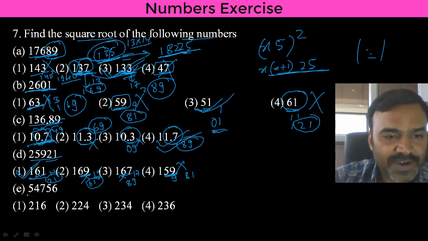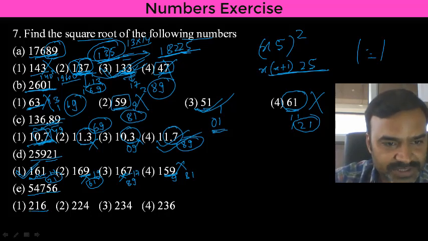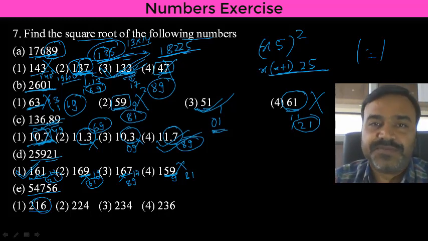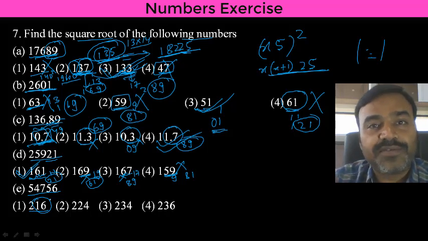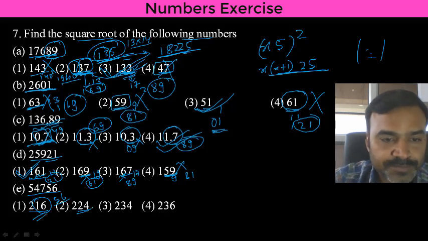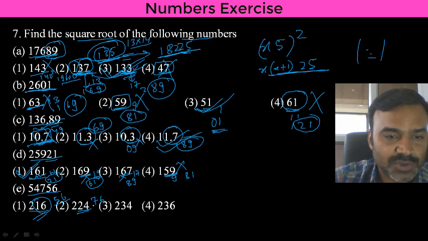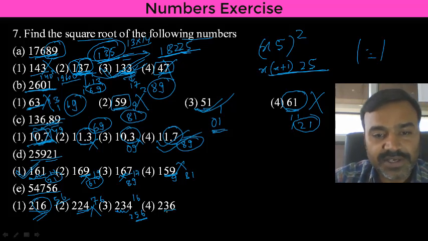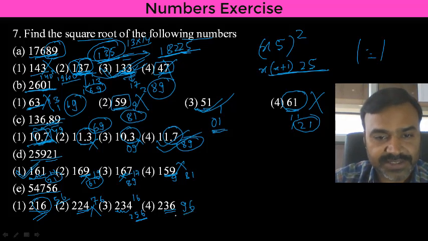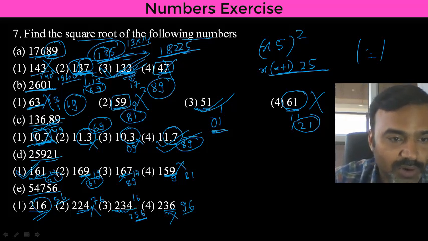Alright. Next one. 54756. Look at the options. 216, last two digits 16. You take either the last two digits or the difference from the nearest 50, that means difference from the nearest 50 or the nearest 100 also. So 16 square is 256. So 56. Oh, so 216 can be the answer. Let's look at 224. Difference is 24, 24 square is 576. So this cannot be the answer. 234, difference is 16, 16 square is 256. Oh, right. So this can be the answer. So we have two options now. 236, difference from the nearest 50 is 14. 14 square is 196, so 96. So this cannot be the answer. So it will be either 234 or 216.